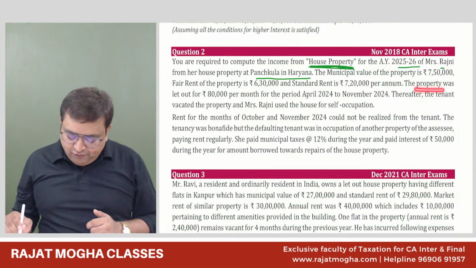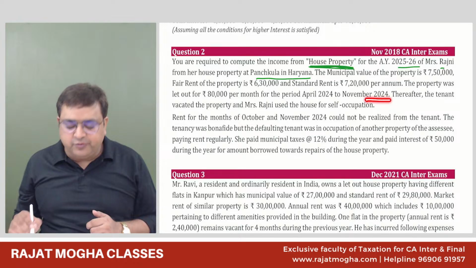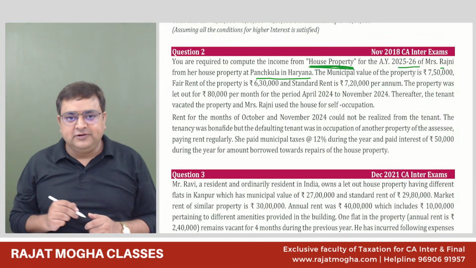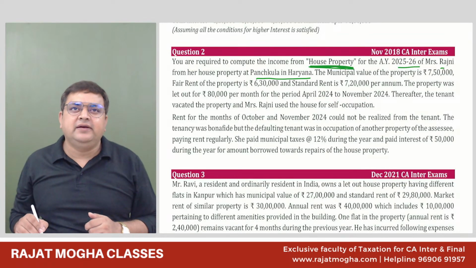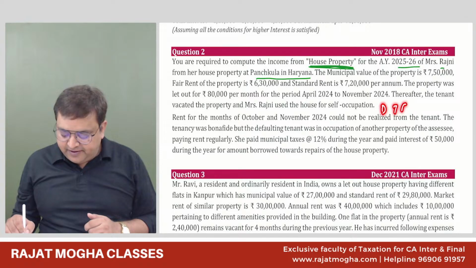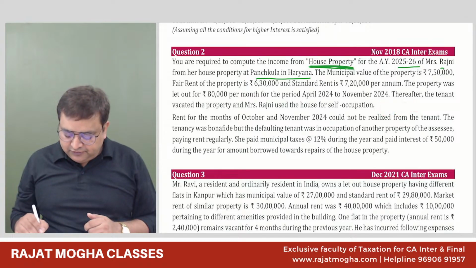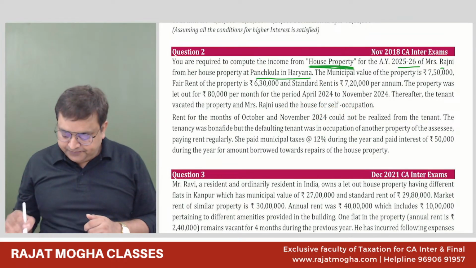The property was let out for 80,000 per month for the period April 24 to November 24. So this property was let out from April till November, which I can say is 8 months, right? For December, January, February, March, it was not let out. So for 8 months, it is let out. 80,000 into 8 is the actual rent.